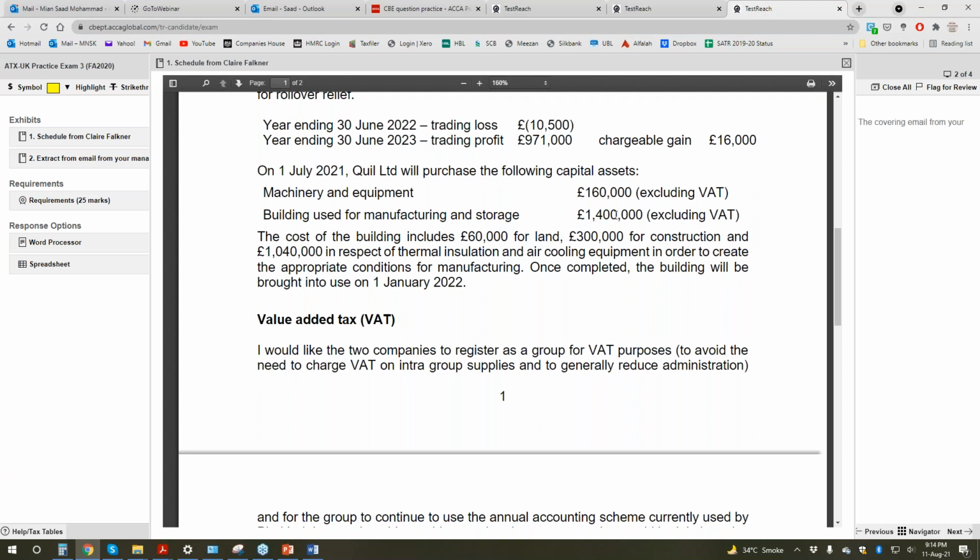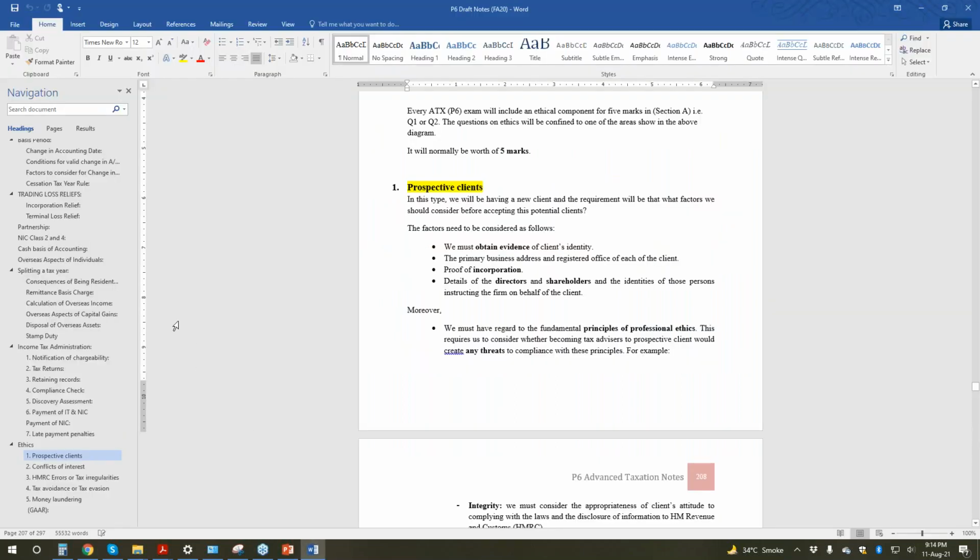So out of this 1.4 million, I know that only 300,000 will qualify for structures and building allowance, and I will quickly go through that allowance with you guys. And 1.04 million will qualify for the SRP, special rate pool, and this 160 can go into the main pool. So let's visit the capital allowance section of the notes. Meanwhile, if you have any question, please put it into the question section.